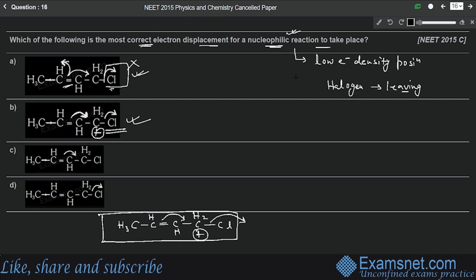In the third one, chlorine is not getting removed, okay? There is no arrow near the chlorine, so it is showing that chlorine is not getting removed from here, so this is incorrect, because first chlorine should be removed to create the carbocation. In the last one, chlorine is getting removed from here, but there is no displacement of pi electron towards the carbocation, so this is also incorrect. The most correct way will be the second one, okay? Option B will be the correct answer.